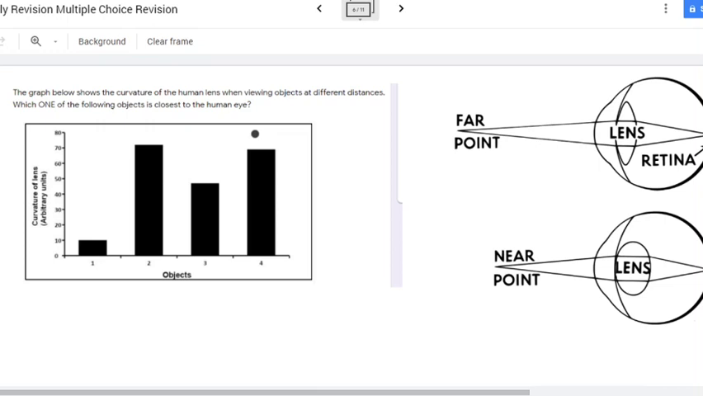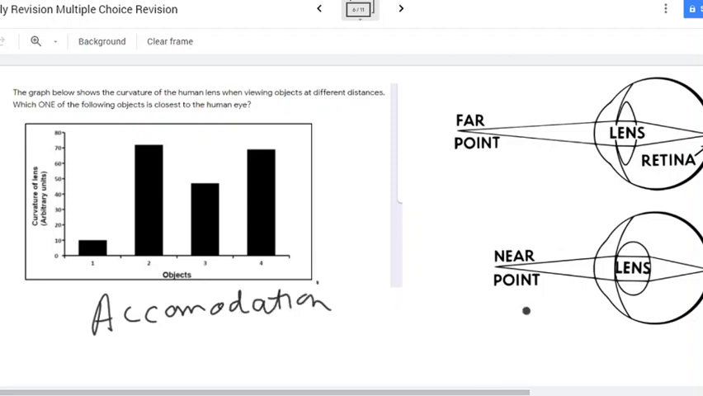The graph below shows the curvature of the human lens. So the lens can become more convex or less convex. And so when viewing objects at different distances, which one of the following objects is closest to the human eye. So this has to do, of course, with what we call accommodation of the lens.